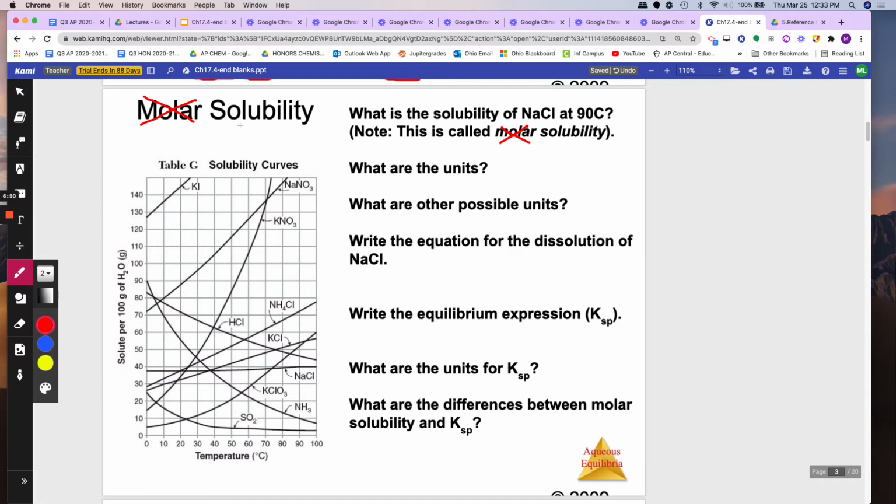Let's look at the solubility chart. It's not called molar solubility, because molar solubility means the number of moles of solid over the liters of solution. Here, look at the y-axis. It is in grams, so it's not called molar solubility. It's just called solubility. It's the grams of solute per 100 grams of water. Oh, right there, grams. I couldn't find that.